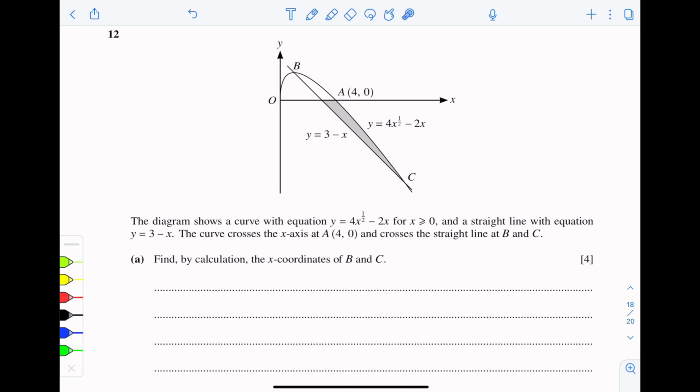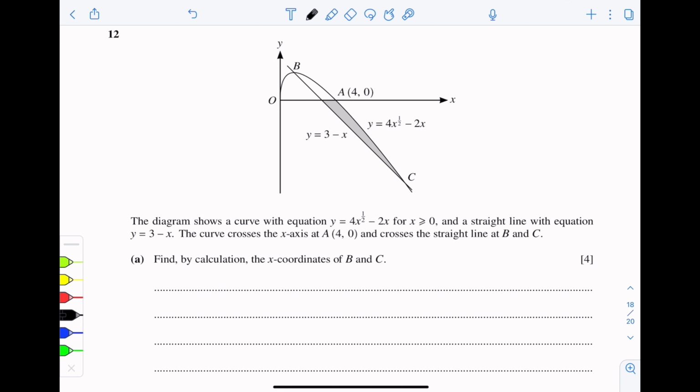4, 0. देखिए ये कर्व जो है, ये कर्व यहाँ पे 4, 0 पे x-axis को इंटरसेक्ट कर रही है इस पॉइंट पे, and crosses the straight line at B and C. कर्व जो है वो लाइन को B और C पे इंटरसेक्ट करती है. This is the intersection point of line and the curve. Also, this is the point of intersection of the line and the curve. Find by calculation x coordinates of B and C. Clearly, B and C are the point of intersection of line and the curve.